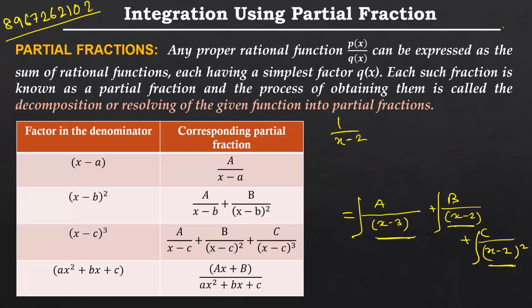So suppose this type of term occurs, an (x minus 2) square term. Then you have to take first term a by x minus 2, and then for the second term b by (x minus 2) whole square.